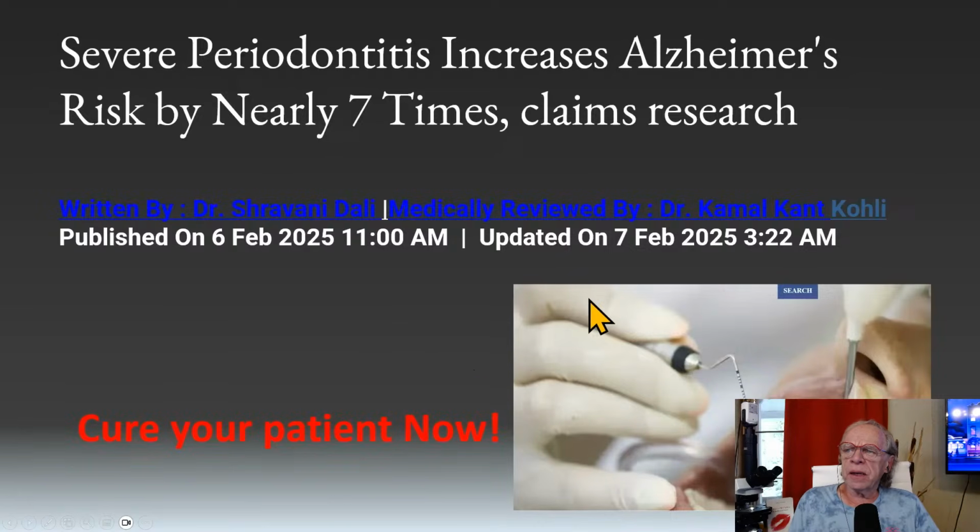And it is quite important now because we understand a very important link with Alzheimer's disease, dementia. Severe periodontitis will increase Alzheimer's risk by nearly 7 times. So this is research, this is Journal of Periodontology, Alzheimer's and dementia, saying watch it because gum disease is linked to Alzheimer's disease.